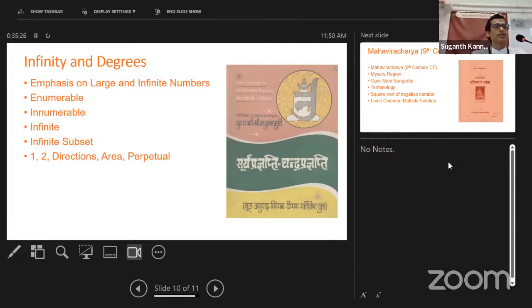But not only this classification of numbers, there has also been a discussion on the various subsets of infinity. This was only discussed by Western mathematicians, a person by the name of John Napier in the 18th century, but this had been discussed by Jain mathematicians long before that. There's infinity in one direction, infinity in two directions, infinite area and perpetual infinity. One direction is positive infinity. Two directions is, if you take an XY coordinate plane, from negative infinity to positive infinity. And infinite area, and perpetual, that brings in the time dimension. So that's where you get multivariable calculus and Fourier transforms.